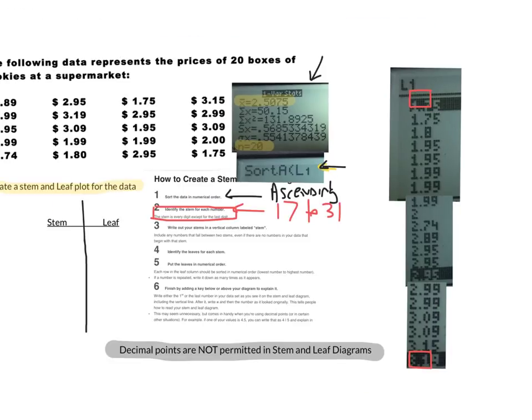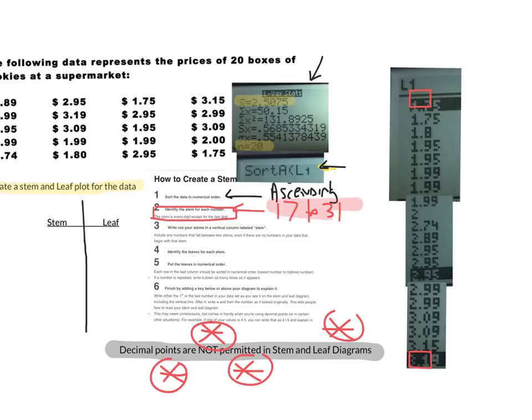And make sure you note in your notes that decimal points are not permitted in stem and leaf diagrams. The reason why you want to create a stem and leaf diagram is to make the data easier to read, and by having decimal points in your diagrams, it just clutters things up. So here our stems are going to have to go from 17 to 31.